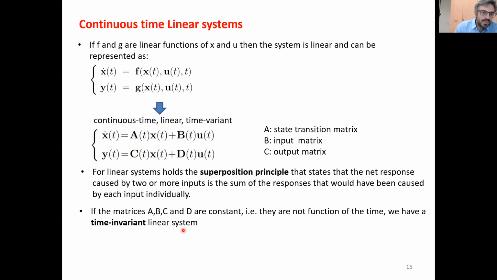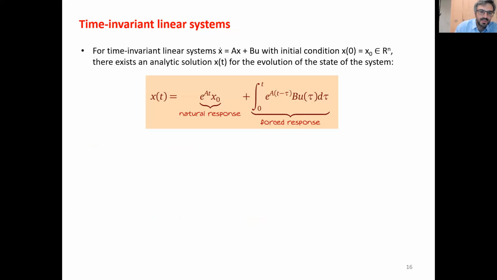If the matrices A, B, C, and D are constant in time, we are talking about a time invariant linear system. Time invariant. So no dependency of the state matrix on time. Of course, the state can be dependent on time. And this is the state space equation of a time invariant linear system.